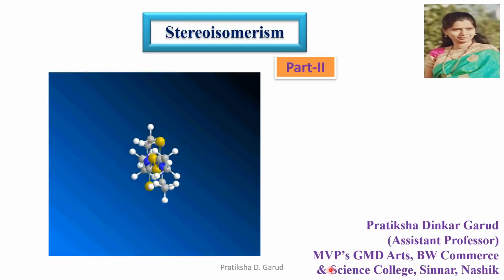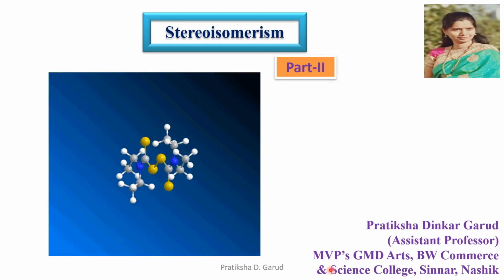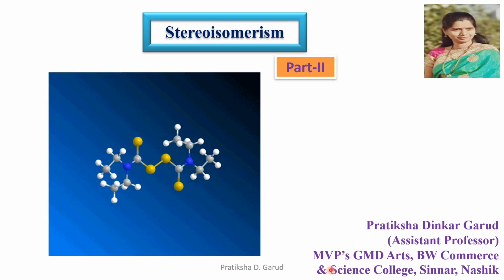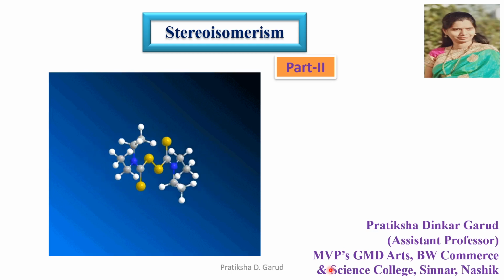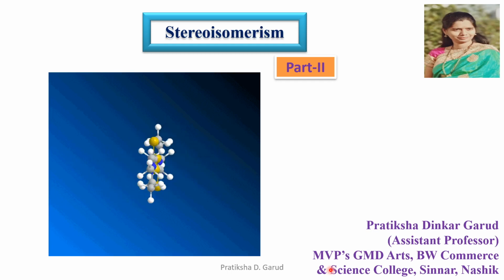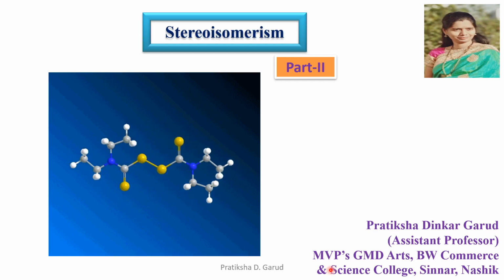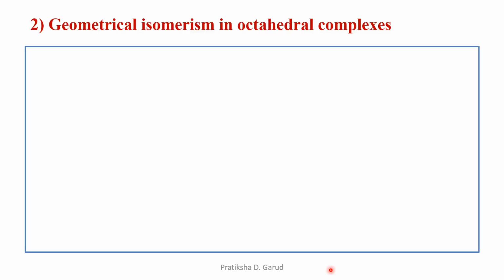Hello friends, welcome back. In the previous video we have seen the geometrical isomerism possible for the square planar complexes. Now in this second part of the stereoisomerism we have to study the geometrical isomerism possible for the 6 coordinate, that is the octahedral complexes. So let's start with this. So we are having the geometrical isomerism in octahedral complexes, that is the coordination number 6.